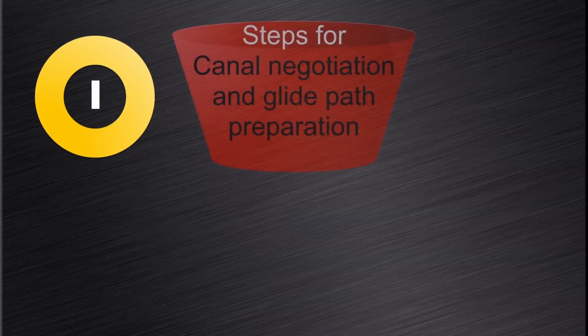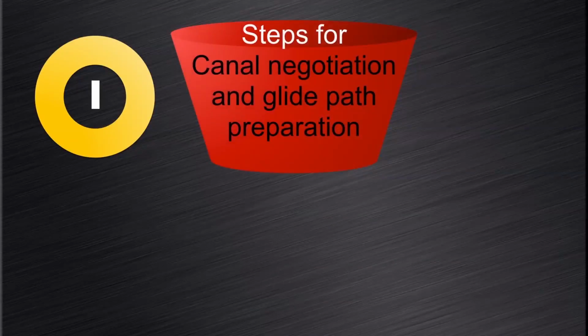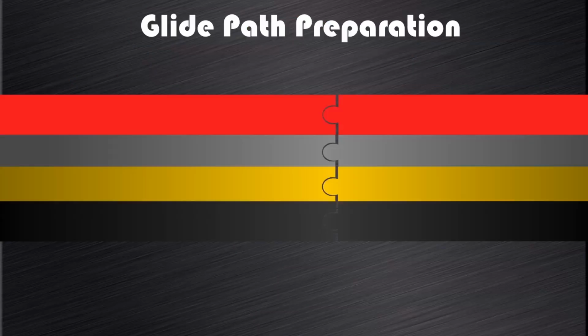Canal negotiation and glide path preparation is the first part of the root canal preparation, and probably the most important part. I often find myself spending more time on this part of the procedure to get the canals patent before glide path preparation, compared to the actual preparation with root canal preparation instruments. So allow me to highlight my step-by-step protocol for this phase of the treatment.